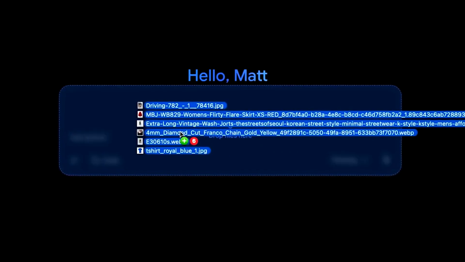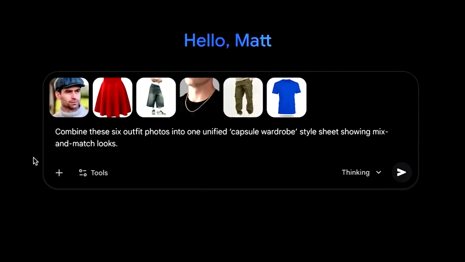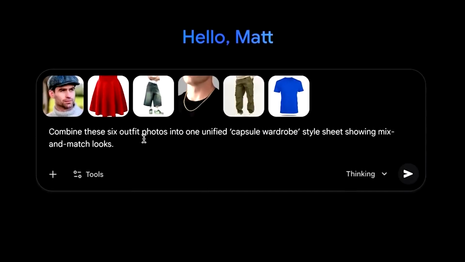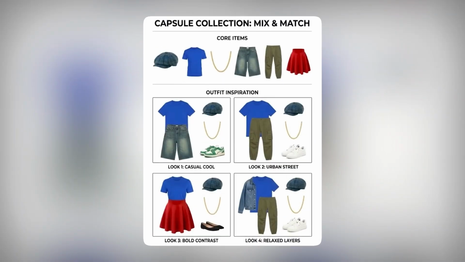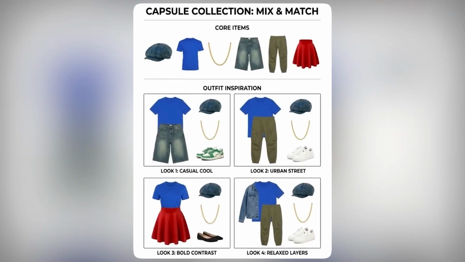I tried the same thing with 6 pieces of clothing to create a capsule wardrobe style sheet. It successfully mixed and matched the items into coherent looks. For e-commerce or fashion, being able to visualize inventory combinations instantly is incredibly potent.